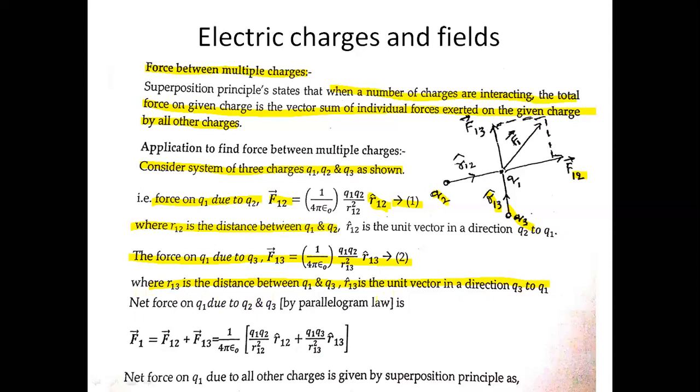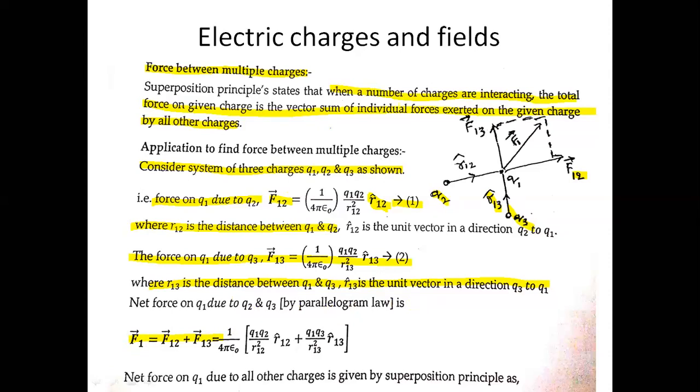So now we are going to calculate the net force acting on the charge Q1 due to the charges Q2 and Q3. By the parallelogram law, we can write the equation as F1 is equal to F12 plus F13. See equation number 1 and 2; we are adding them, because the vector sum gives the resultant force. F1 is equal to F12 plus F13.